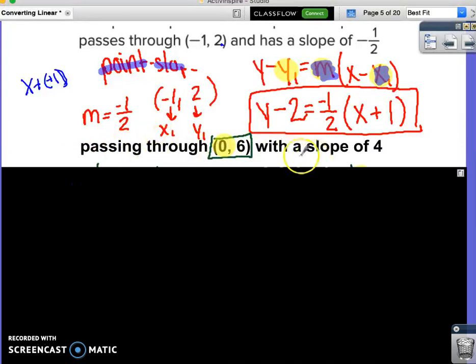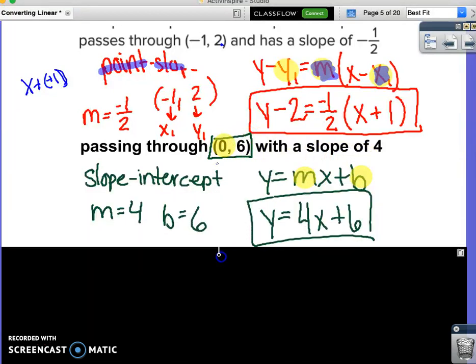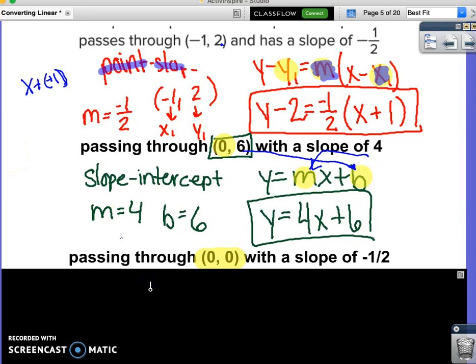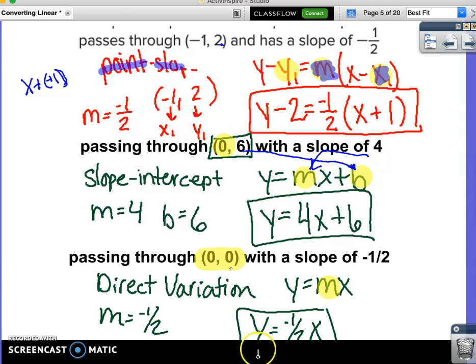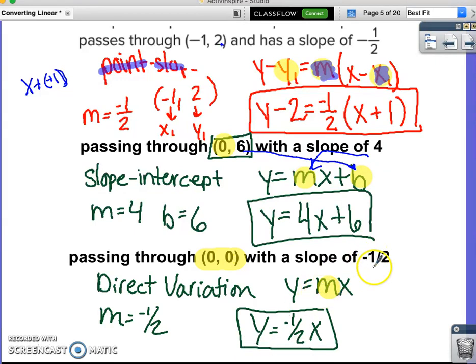Okay, if it passes through this point with a slope of 0, you have the y-intercept. Remember, 0 comma a number would be the y-intercept. So I would just put in what 6 is for here, and then my m is going to be replaced with my slope. Okay. Now it passes through the point here with a slope of negative 1/2. All you're going to do is replace in that direct variation, you're going to replace negative 1/2 with your m.